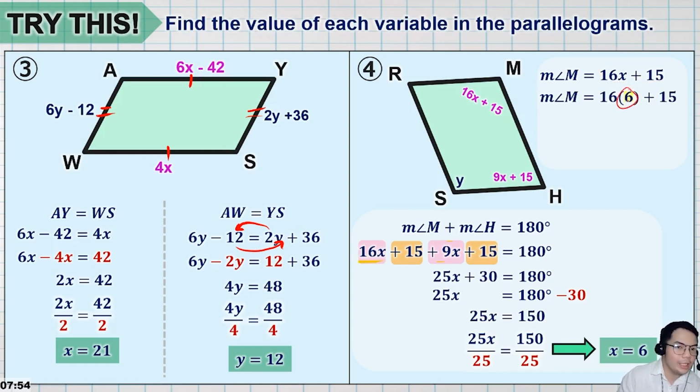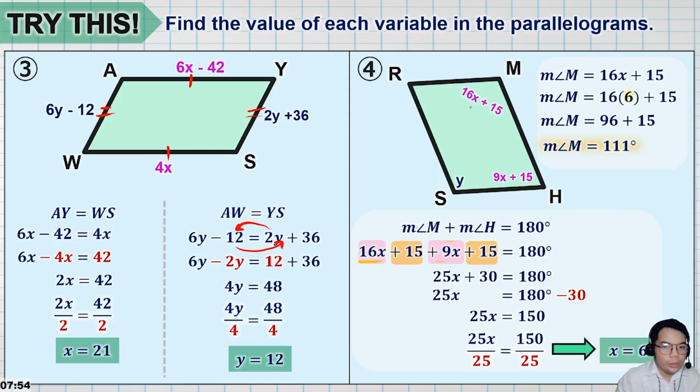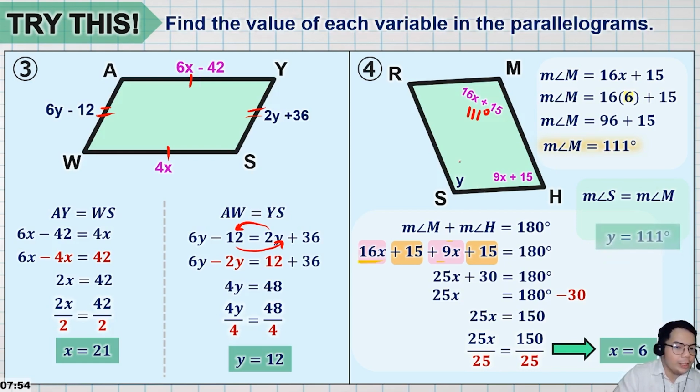So, palitan natin ng 6 yan. Magiging 16 times 6. So, it will become 96 plus 15. It's gonna be equal to 111 degrees. So, this is gonna be 111 degrees. Therefore, since congruent si angle S at si angle M, pwede nating sabihin na si y ay parehas lang na 111 degrees.